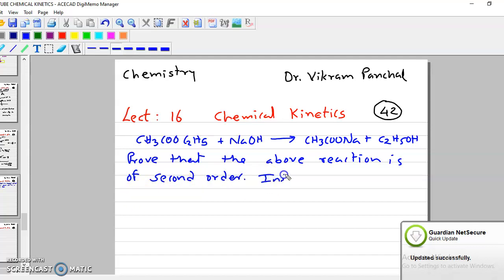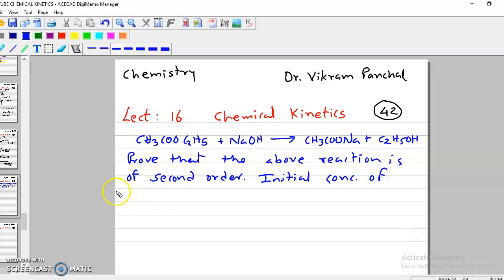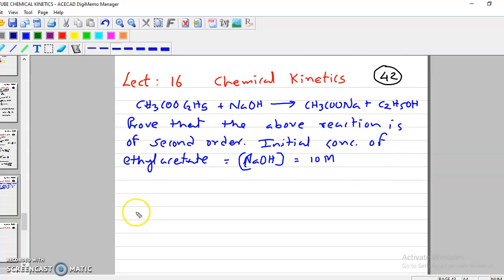The initial concentration of ethyl acetate is equal to the concentration of sodium hydroxide, and that is 10 molar. So here the initial concentration is given to you. Now you will be given a data table, and from this you can use all this data.